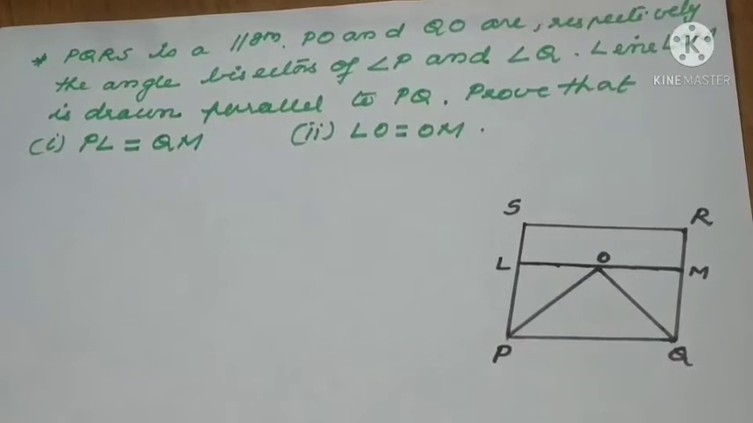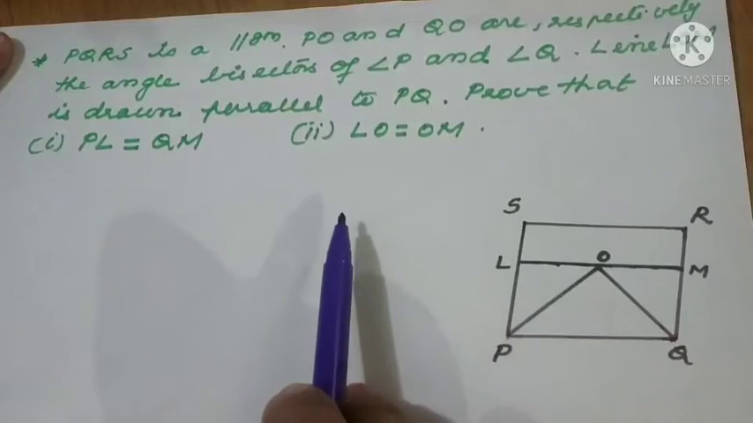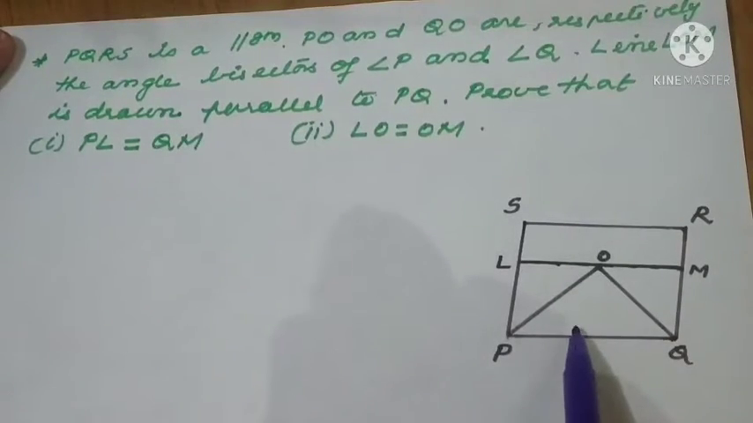PQRS is a parallelogram. PO and QO are respectively the angle bisectors of angle P and Q. Line LOM is drawn parallel to PQ. Prove that PL and QM are equal and also LO equal to OM. So what is given in the question? PQRS is a parallelogram.